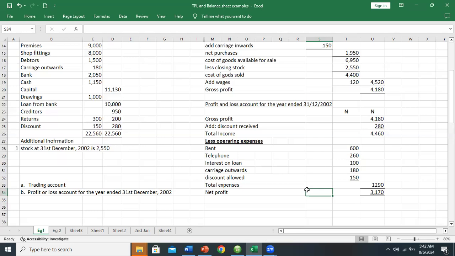Okay, so you have to know those things. You have to familiarize yourself with those things. The balance sheet will take the assets, liabilities, and capital. Your profit and loss account will take the other income and expenses. Your trading account will take your sales revenue and your cost of sales. Okay, so I believe we are good.